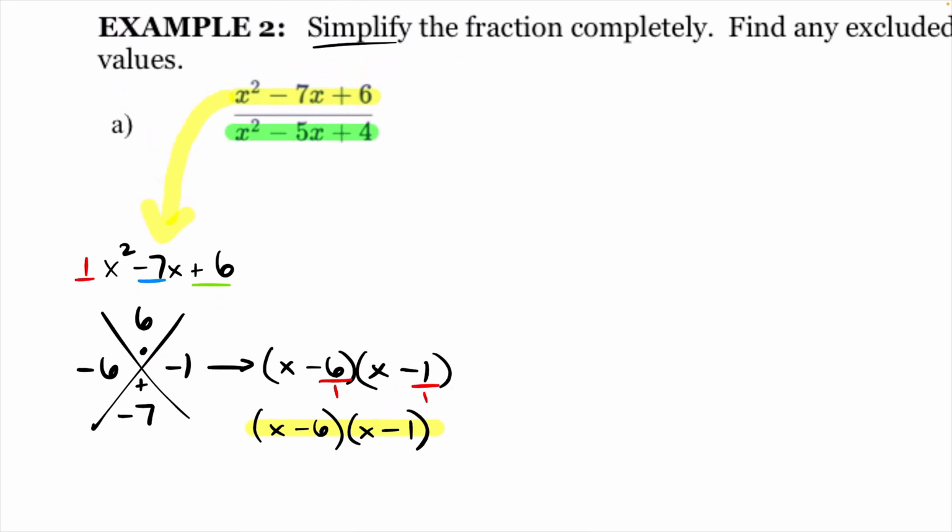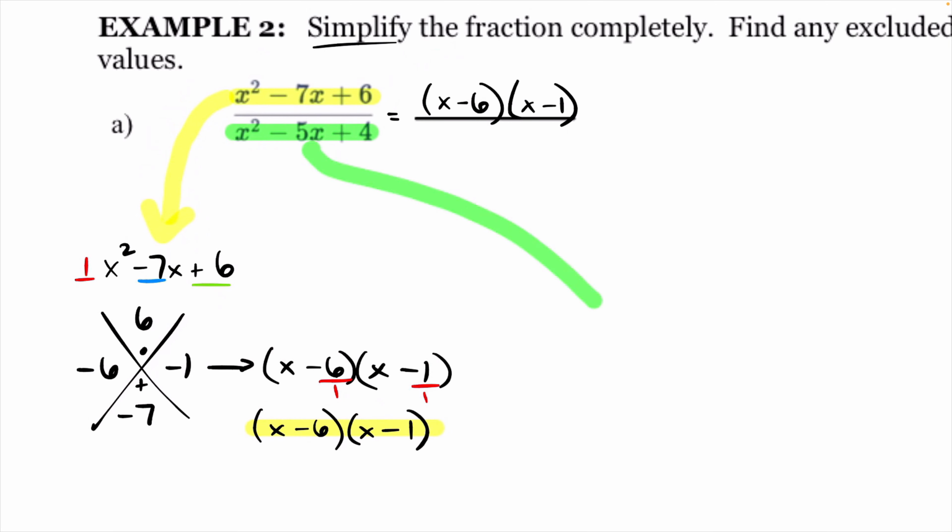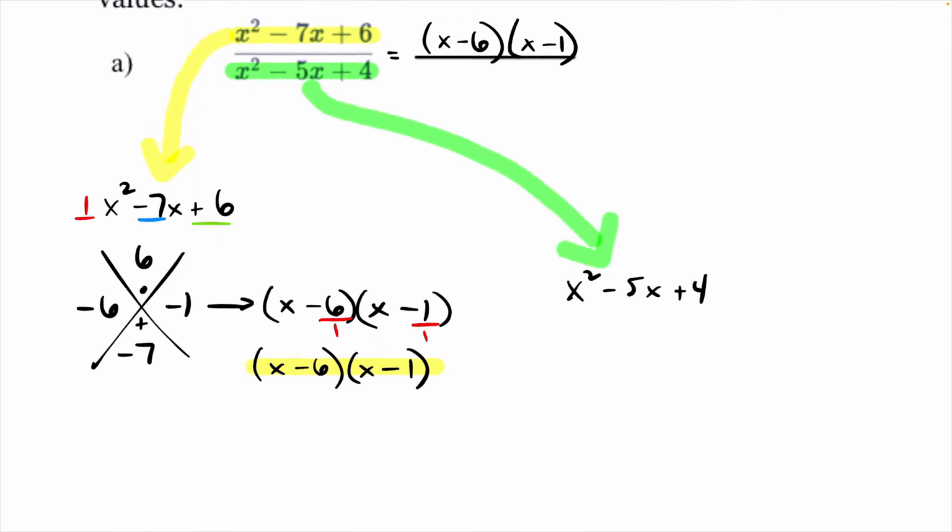So we're going to move it back. I'm going to move it back, and instead of the trinomial, I have the factored version. X minus 6 and x minus 1. It's the same thing. They say the same thing. The only difference is one's factored and one's not. Now we're going to do the same thing with the green, the highlighted green. X squared minus 5x plus 4.